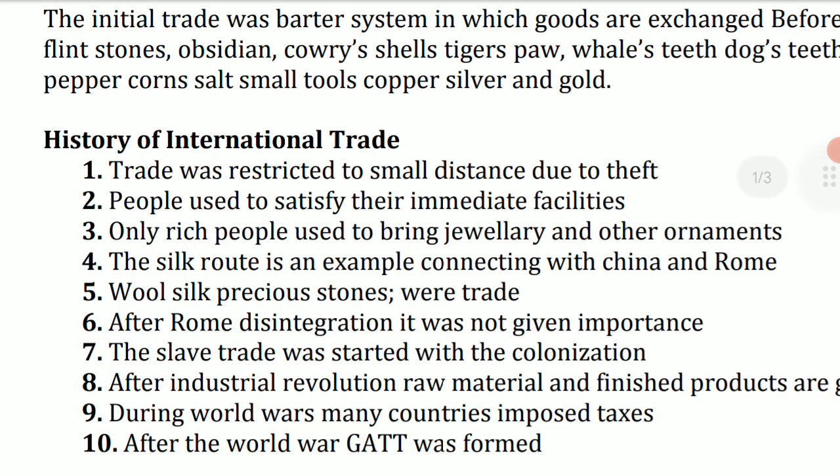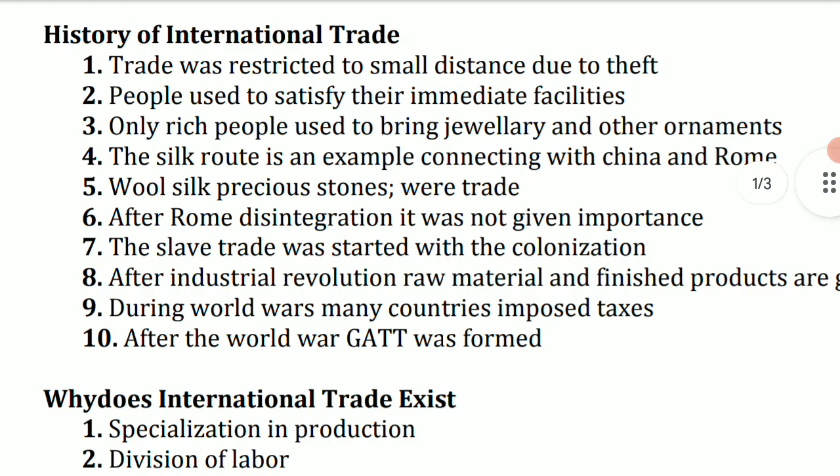Trade was restricted to small distances due to theft. When international trade had first started, theft on the way was a very big problem. People used to satisfy only their immediate needs. Only rich people used to bring jewelry and other ornaments. The Silk Route is an example, connecting China to Rome, with India on the way, and wool, silk, and precious stones were traded among all the countries.